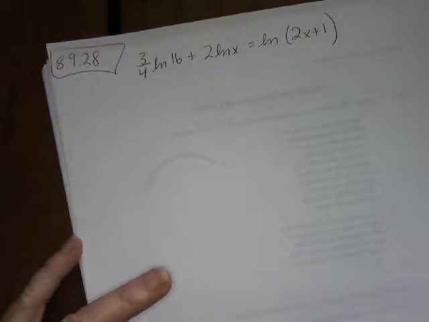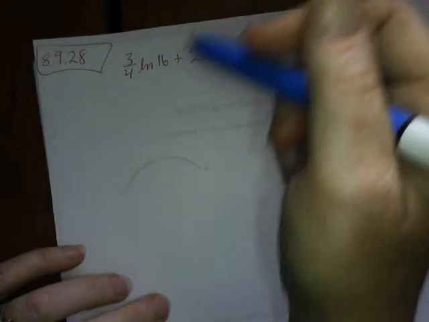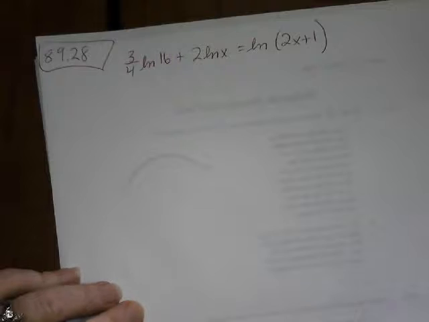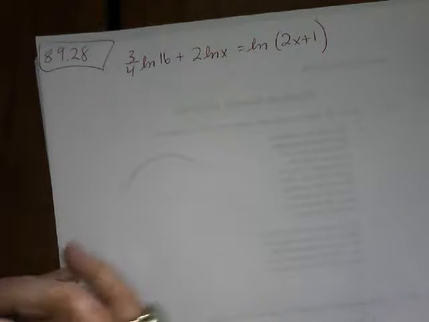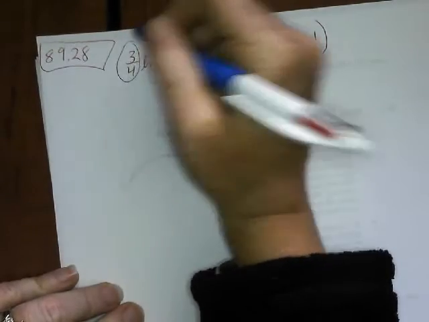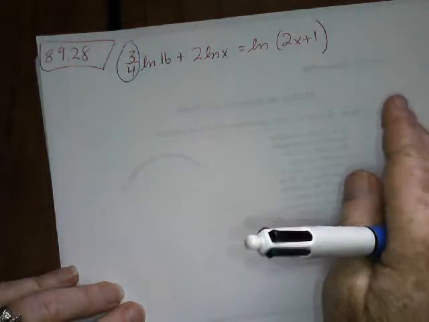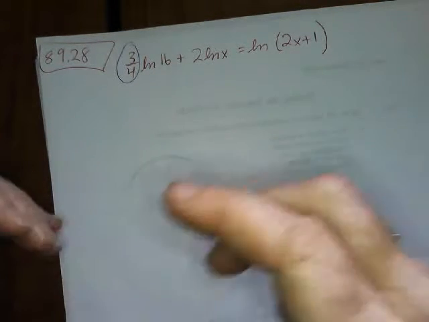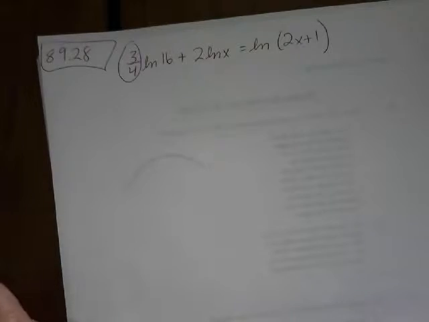This is lesson 89, number 28. I know there are many ways to do this. I'm going to try to do it not the most complicated way. Looking at this one, I see they're all LNs. So I feel like I want to write both sides as ln to the something and then just equate the exponents if I can.